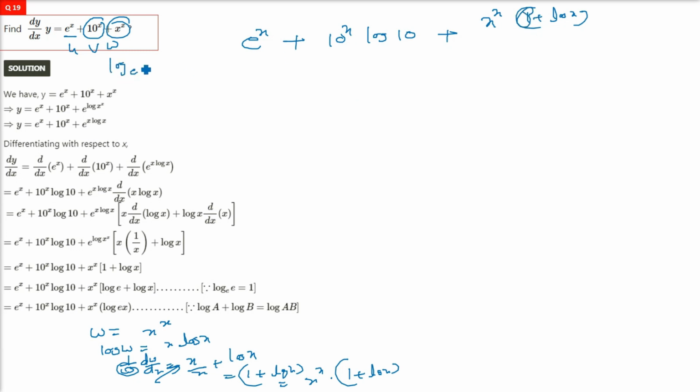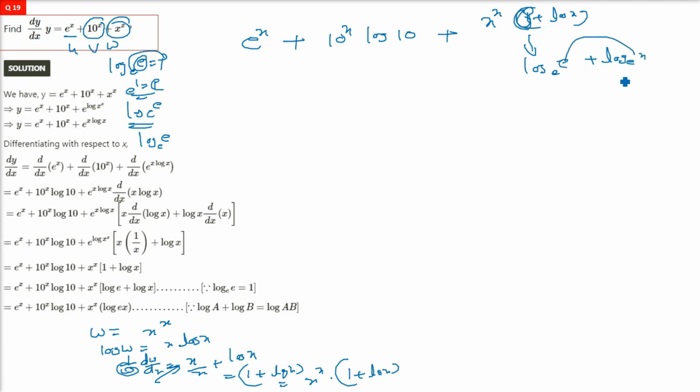I told you log e is 1. If the base is e, log e is 1, because e to the power 1 is e only. So this log base e is 1. So in place of 1, you can always write log e. That is the only tricky part here. In place of 1, you can write it as log e, because log e base e is 1. And plus log base e x.